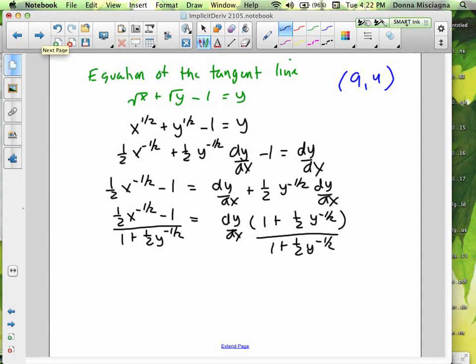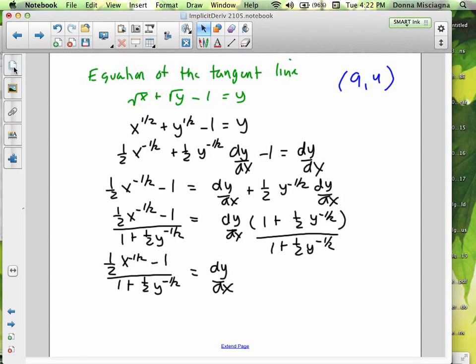All right, so we have 1/2 x to the negative 1/2 minus 1 over 1 plus 1/2 y to the negative 1/2 equals dy/dx. All right, so now we need to clean this up a bit.